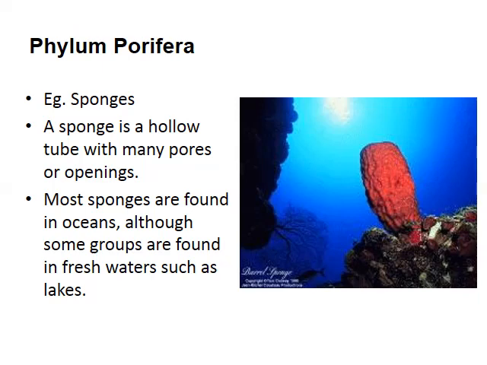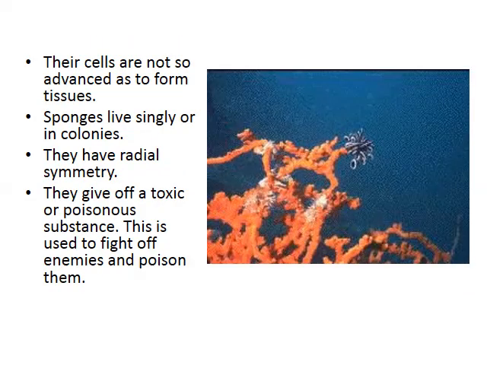The phylum Porifera. The picture shows an example of a sponge. A sponge is a hollow tube with many pores or openings. Most sponges are found in oceans. However, some groups are found in fresh waters, such as lakes. This picture shows colonies of sponges. Their cells are not so advanced as to form tissues, but are radial symmetry.